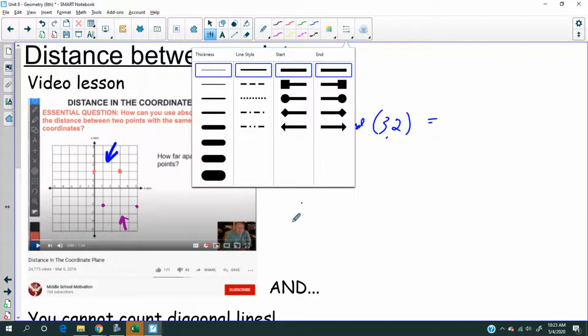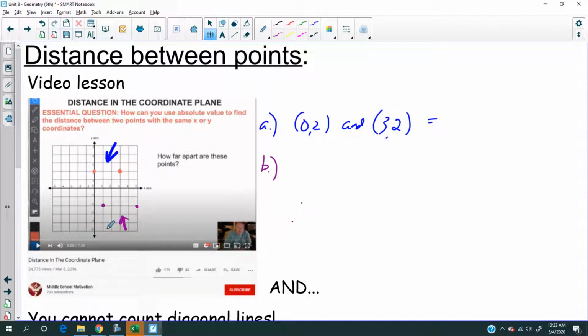And I say, okay, tell me how far these points are apart without graphing. Right now, I mean, you can count. This is 4. What happens if I do this? I'm asking, hey, what's the distance between (1, -2) and (5, -2)?